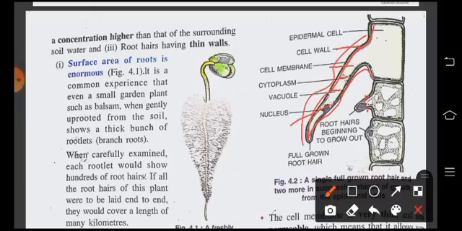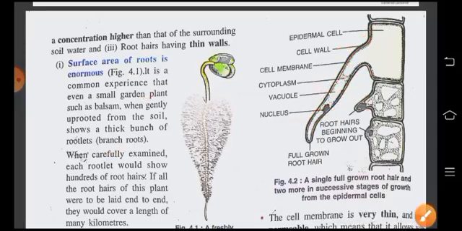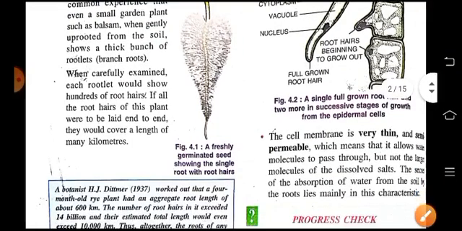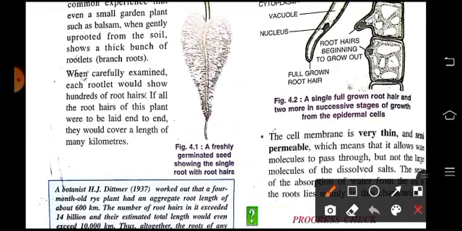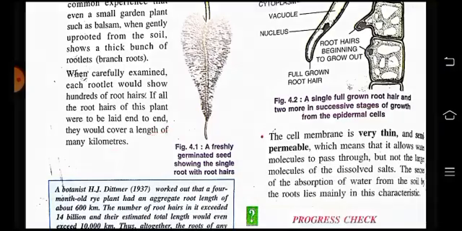So how does the surface area of the root increase the rate of absorption of water? Because you know that even a small garden plant like balsam, when it is uprooted from the soil, shows thick rootlets, or roots. If we examine these rootlets carefully, we can see hundreds of root hairs emerging from the rootlets. Now if we add or lay these root hairs end to end, they would cover a length of many kilometers.